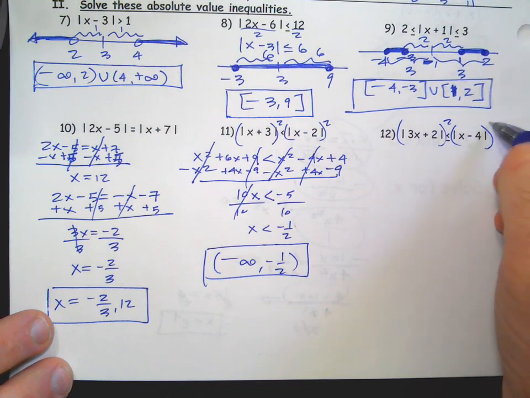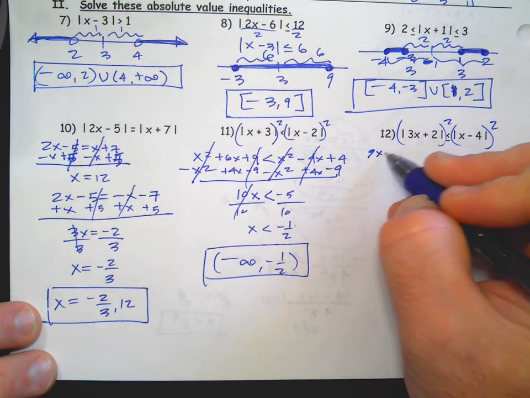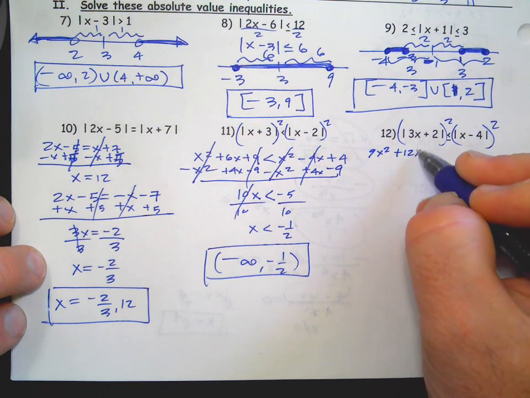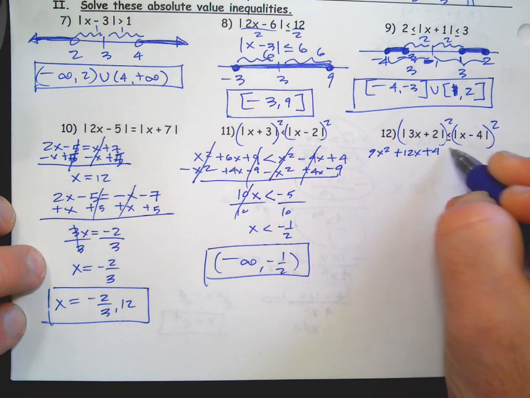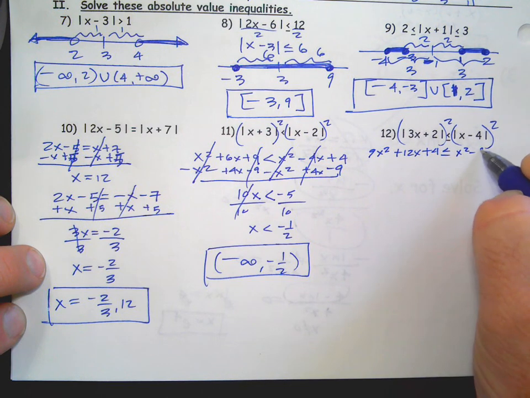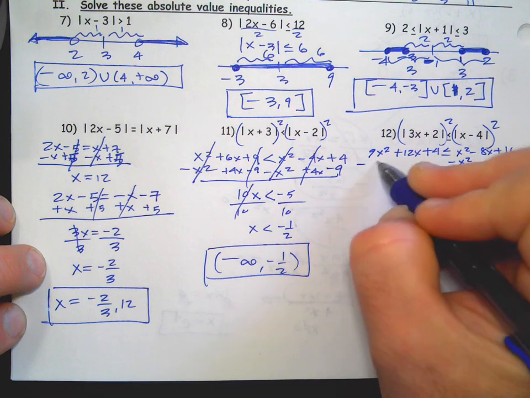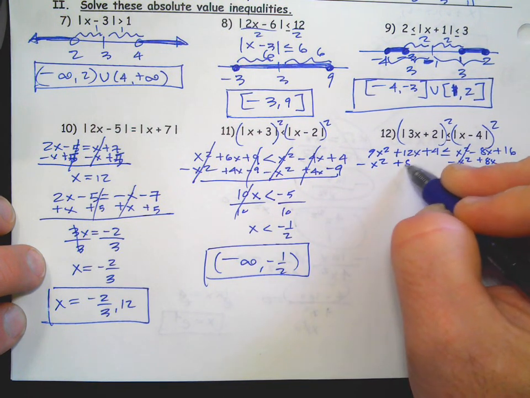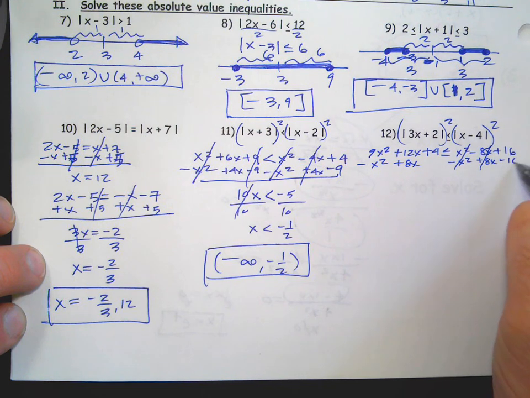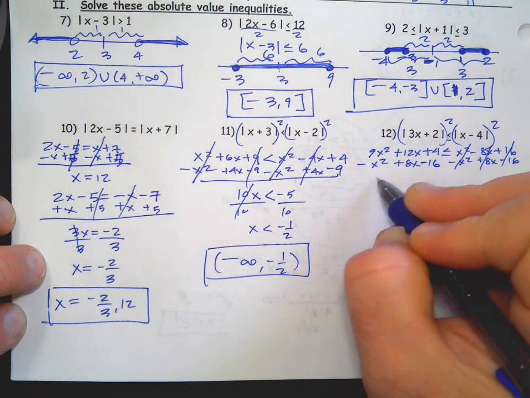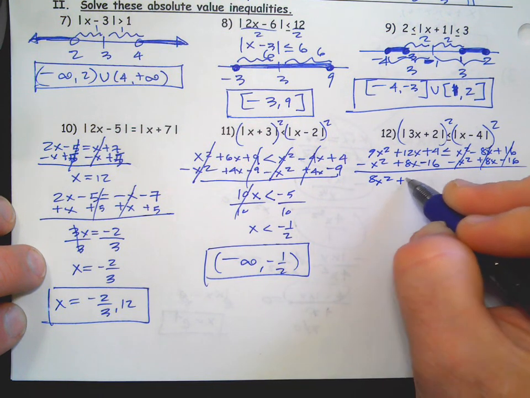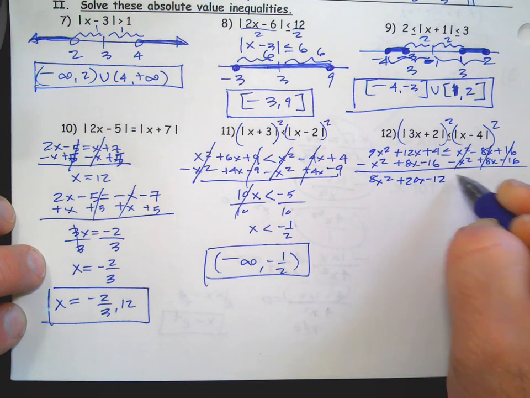Square both sides. 9x squared plus 6x plus 12x plus 4 less than or equal to x squared minus 8x plus 16. Now this one is a polynomial inequality, so we're going to want to move everything to one side compared to 0. So it's going to be 8x squared plus 20x minus 12 less than or equal to 0.